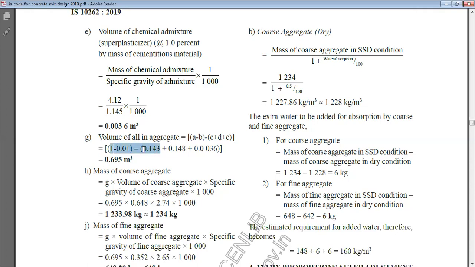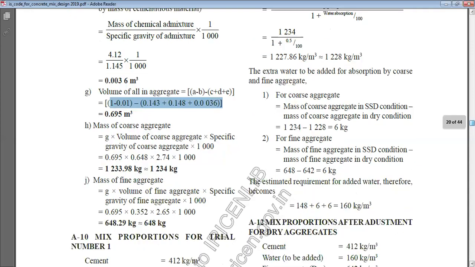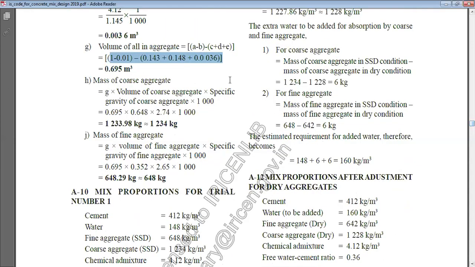These are the calculated parts. The remaining will be the aggregate. The quantity of aggregate is 0.69 cubic meter. This is the total aggregate; it combines both coarse aggregate and fine aggregate. Next we got it in terms of volume. Next we need to get it in terms of kg, how much kg of aggregate is present.